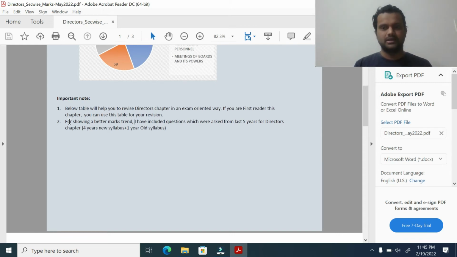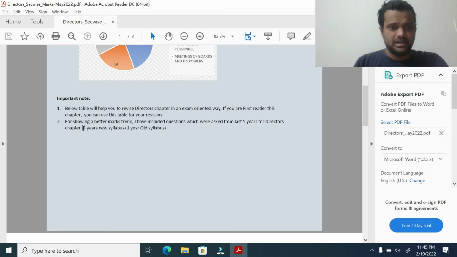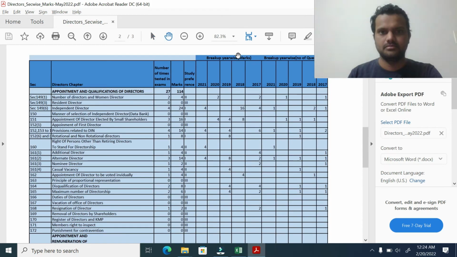So what I did is I took only the new syllabus, because from now onwards only the new syllabus will be there. So I took only the new syllabus into consideration for this last 5 years term to give a fair trend of the marks. Here, May 2018 was the first new syllabus exam, so 4 years of new syllabus, and 1 year of old syllabus, because the institute goes back a maximum of 5 years to ask any questions. So 1 year backward I went, that is 2017. 2017 is old syllabus, so 4 years new syllabus and 1 year old syllabus. These are the points you need to remember.